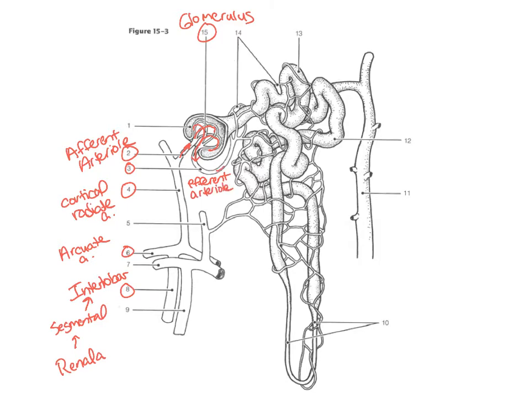The efferent arteriole then is bringing blood around here, and we can see that it branches off into these little capillary beds, and these capillaries wrap themselves around the tubule, around the nephron tubule. Those capillaries are called peritubular capillaries.